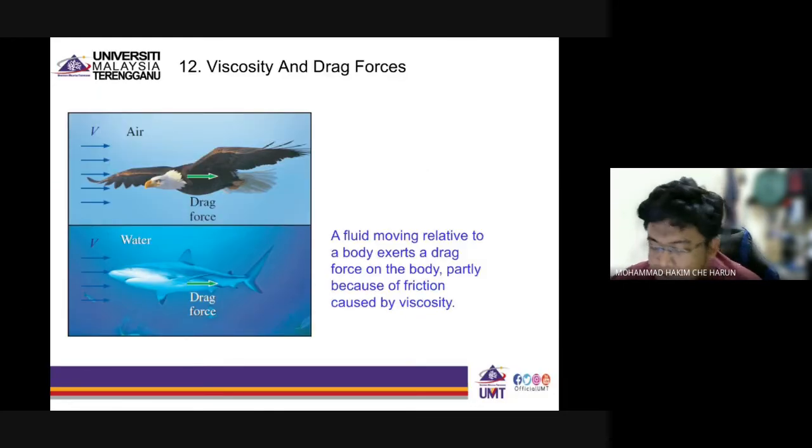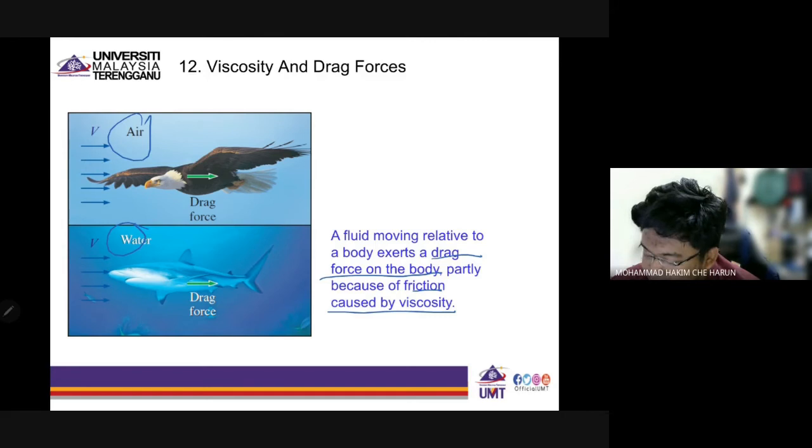So the next one is the viscosity and drag force. Okay, as you can see here, the drag force exists even in air or water. It says here a fluid moving relative to a body exerts a drag force on the body, partly because of the friction caused by the viscosity. Kalau tak ada friction, tak ada viscosity, lajulah ikan dengan eagle ni dia terbang without friction.